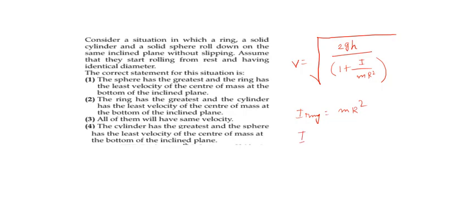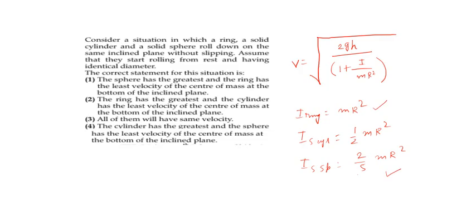I of a solid cylinder is given as half MR square, and I of a solid sphere is given as 2/5 MR square. So you can see what is having the maximum moment of inertia, the ring. What is having the least, the sphere. You can see from here. So I ring is the maximum, I sphere is the least.